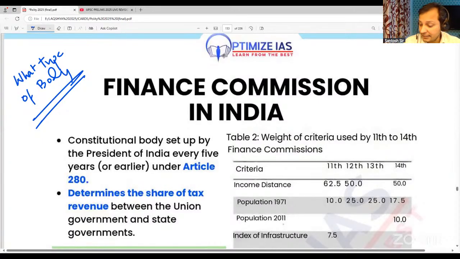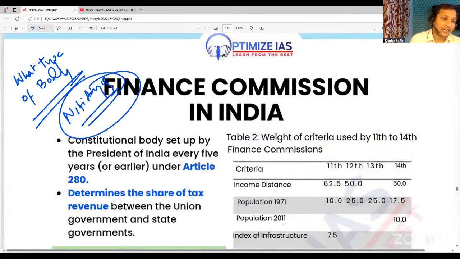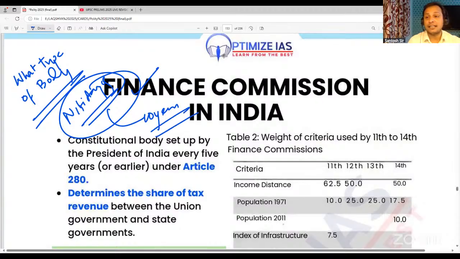Now let us see. Are you able to tell me about NITI Aayog? This year it is very important, as NITI Aayog is completing 10 years, so they may ask you about it. Is it a constitutional body, a statutory body, or an executive body? What kind of body is NITI Aayog? Guys, quickly, I need answers. NITI Aayog is an executive body.